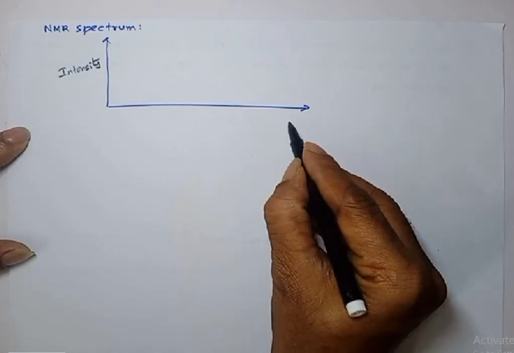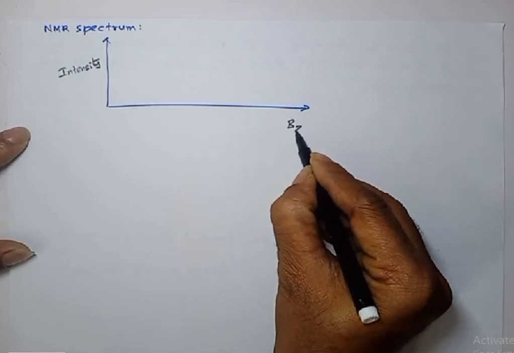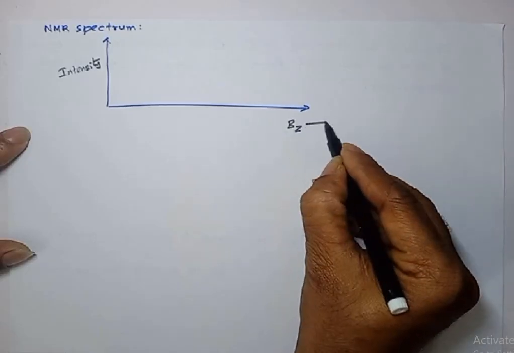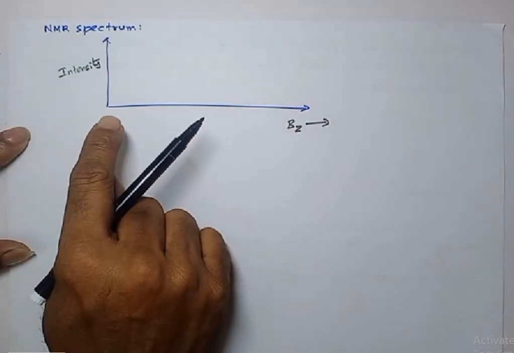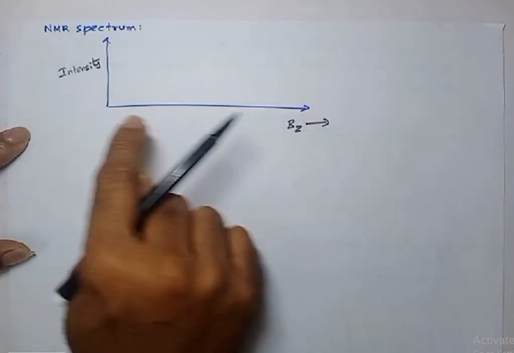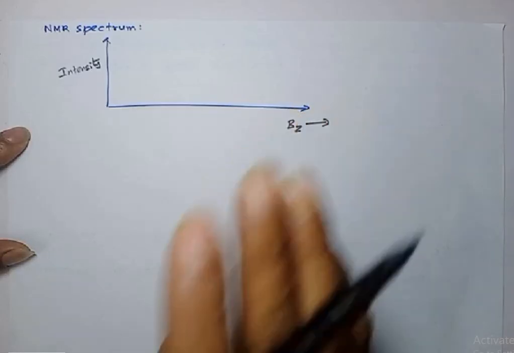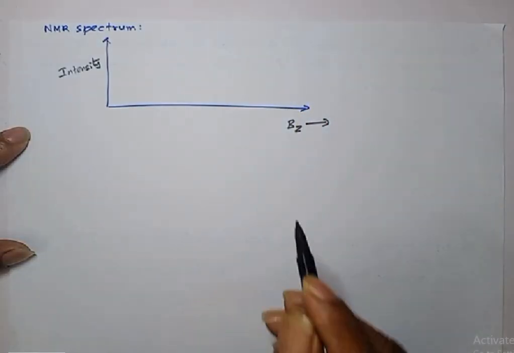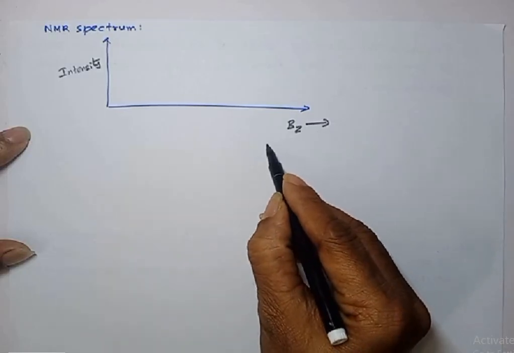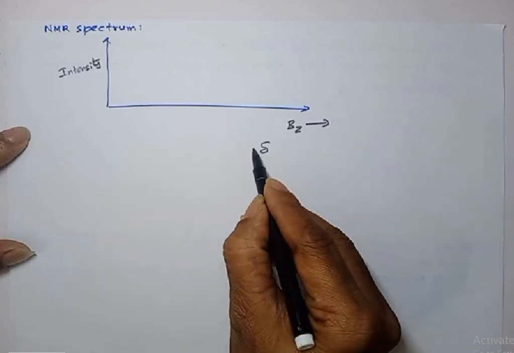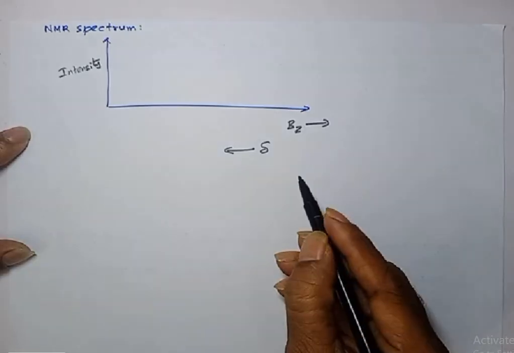Let me write here. Magnetic field strength Bz or B0, which we plot from left to right. So keep this in mind: from left to right, magnetic field strength increases. From right to left, chemical shift value increases.